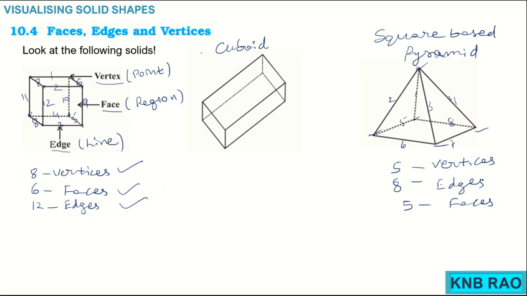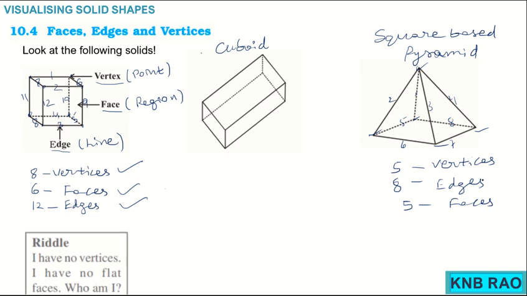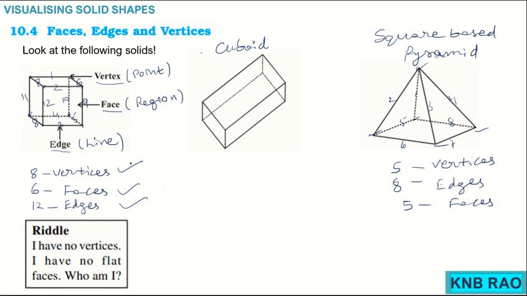Here I am going to give you a riddle. Riddle is, I have no vertices. An object is saying, I have no vertices and I have no flat faces also. I have surface but not flat face. Who am I? Even it doesn't have edges also. Children, keep thinking about this. With this, I am going to wind up today's session.